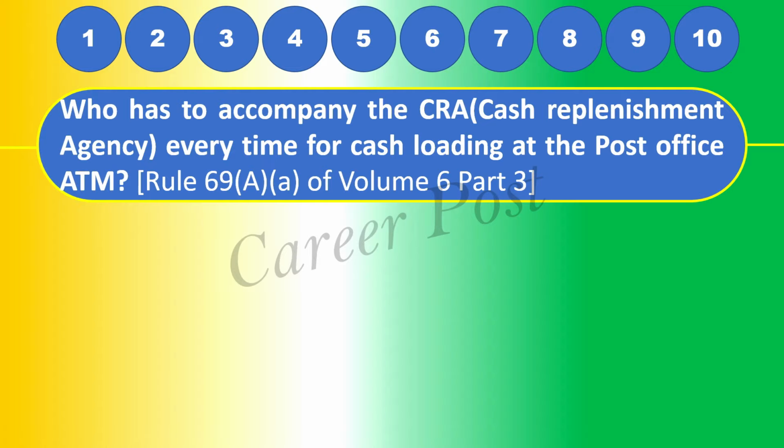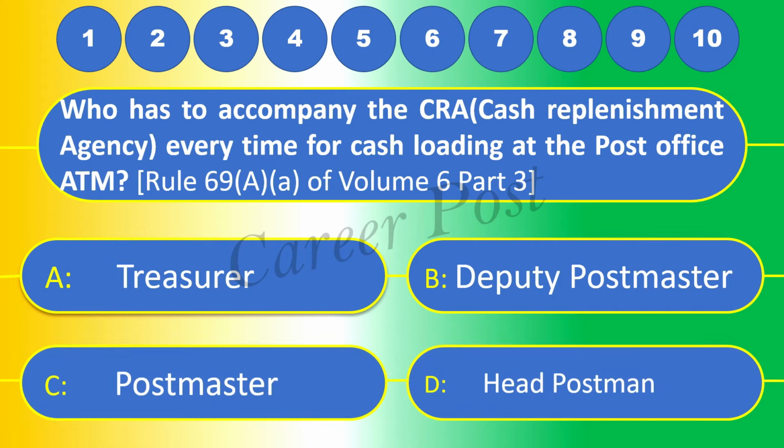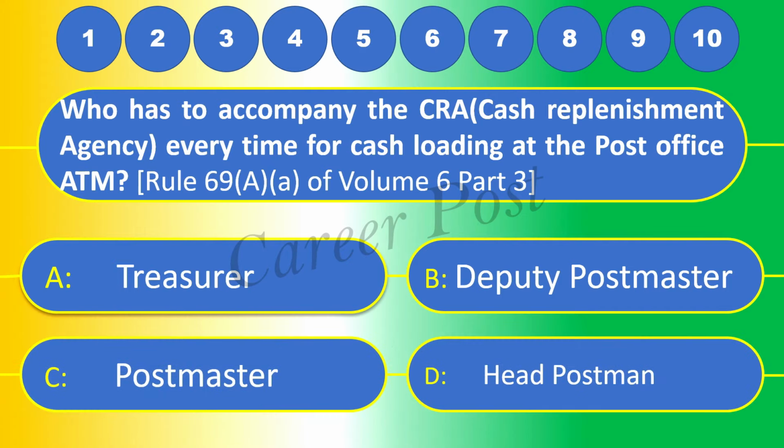Rule 69AA of Volume 6 Part 3. A. Treasurer. B. Deputy Postmaster. C. Postmaster, that means Head Postmaster. D is Head Postman. Your time starts now.